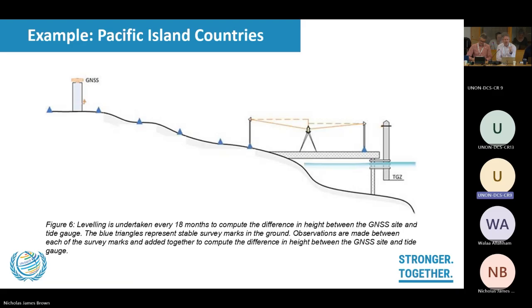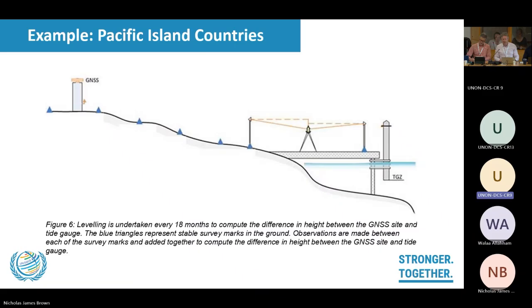Effectively, what we're trying to work out is: is the land underneath the GNSS site and the land connected to the tide gauge moving consistently over time? Or is there something localized in the movement of the site?